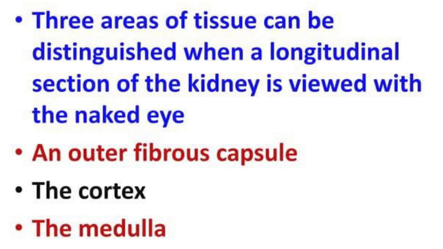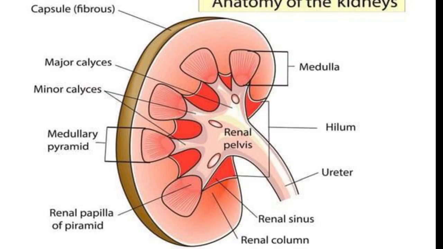In the cross section of the kidney, three areas can be viewed by the naked eye. The outer portion is called the fibrous capsule, then the cortex, and another part is the medulla. This is the anatomical structure of the kidney. The outer layer is called the fibrous layer, and the next part is the medulla. Its inner part has the major and minor calyx, connected with the medullary pyramid and the renal papillae. It finally ends with the ureter.